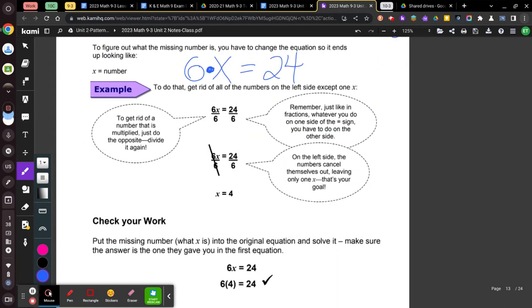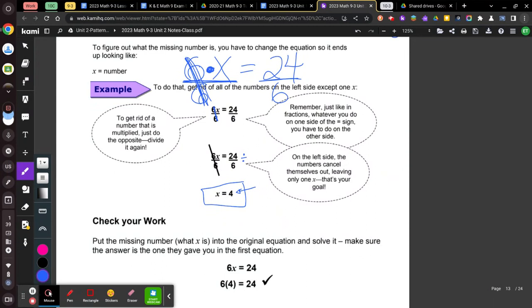So the opposite of timesing is dividing. So how do they get rid of this 6 in front? Well, they're going to divide it out. So they divide it out and it disappears. So they have to do it to both sides. When they do it to both sides, 24 divided by 6 gives me an answer of 4.